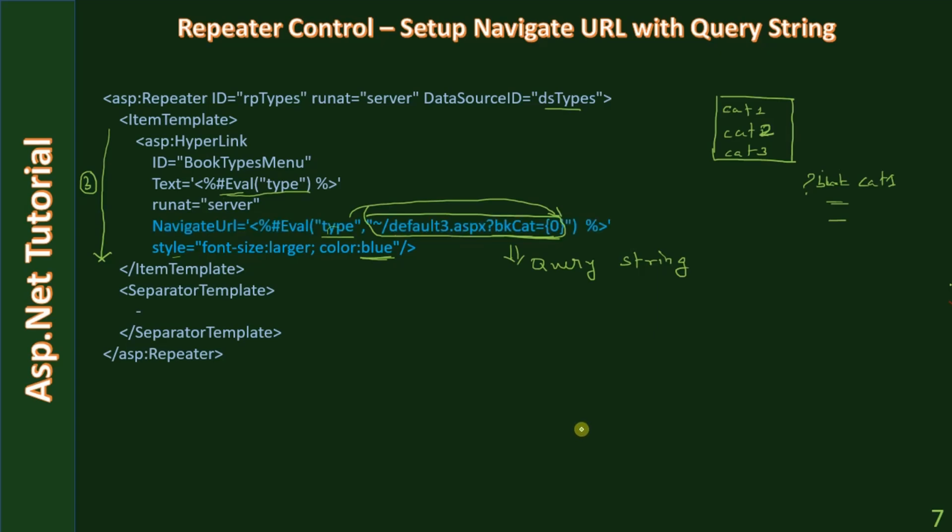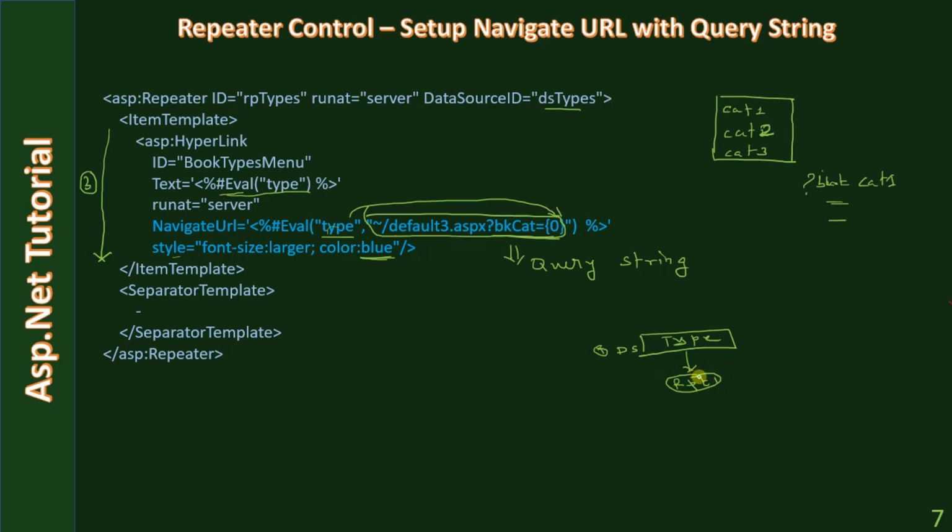So in the previous video, we set up the query string, right? Now we will make use of this query string as an input for the second repeater control. I mean, we have a first data source that is for type, right? This is the first data source, and this supplies data to the repeater control. We can say repeater 1, right?